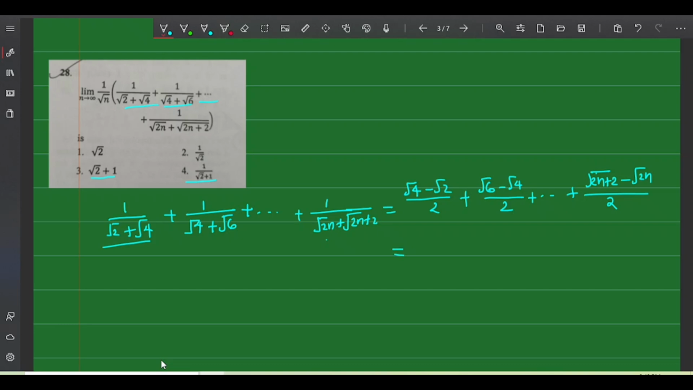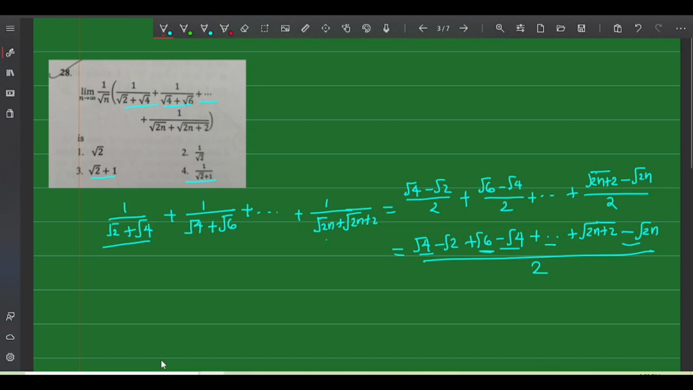which is equal to root 4 minus root 2 plus root 6 minus root 4 plus etc. plus root (2n plus 2) minus root 2n, all divided by 2. When we look at the numerator of this expression, here we have root 4 and there is a minus root 4, and by adding these two we get 0, and here it is a root 6 and there will be a minus root 6 here. By adding these two we get 0.